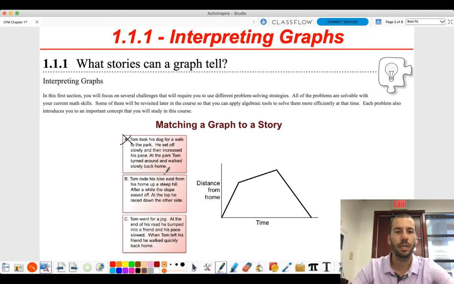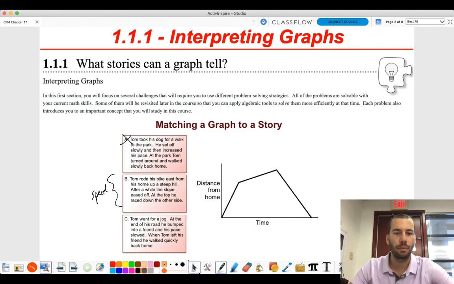All right. Tom rode his bike east from his home up a steep hill. After a while, the slope eased off. Okay. At the top of the hill, he raced down the other side. Now, when I hear these, this sounds like speed, right? And if our y-axis right here was speed, he raced up the hill, looks like he was going really fast, right? And then eased off, ended up going a little bit slower. But it doesn't really tell me anything about how far away from the home he is. So I'm not sure it's B. I'm going to leave it possibly, but then we'll come back to it in just a little bit.